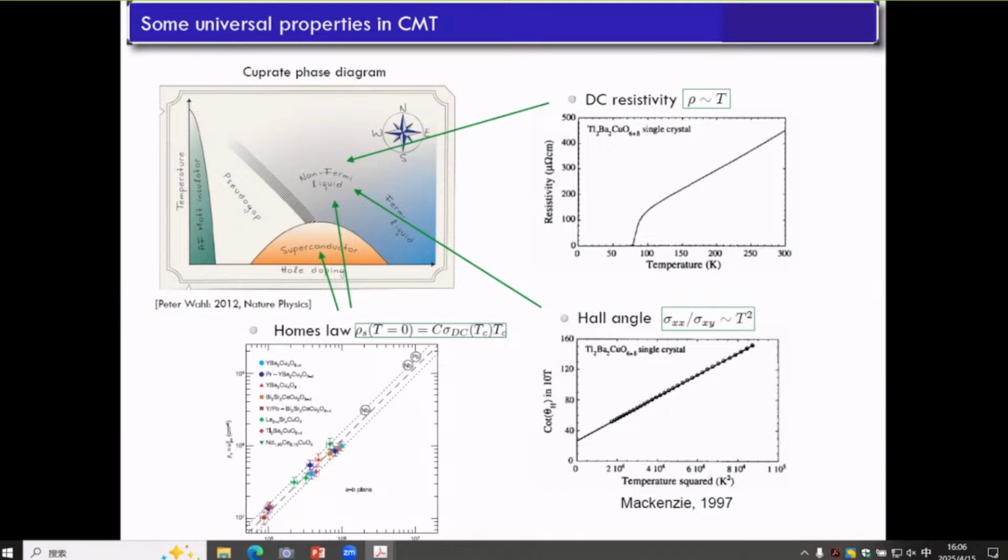And there's another one, called the Hall angle. It's also measured at finite magnetic field. In a finite magnetic field, you have two kinds of conductivity, and the ratio of these two, the transverse part and the longitudinal part, is proportional to T squared. So it's arguable whether this is really the universal property of the strange metal. Of course, it's arguable, but I think as a zeroth-order approximation, as a theorist, this is a very attractive property to understand.